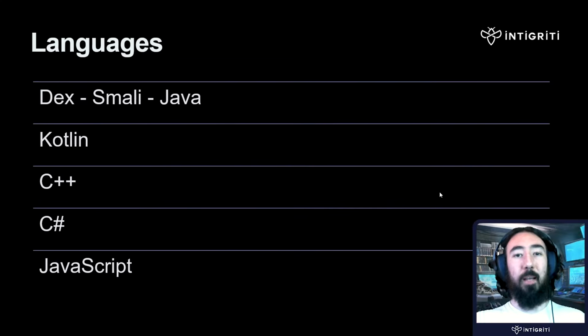So there are some languages that you'll want to be familiar with if you're reverse engineering Android applications. Obviously Java is a big one. Most of these APKs are written in Java. And you'll see that I put here smali and DEX as well.